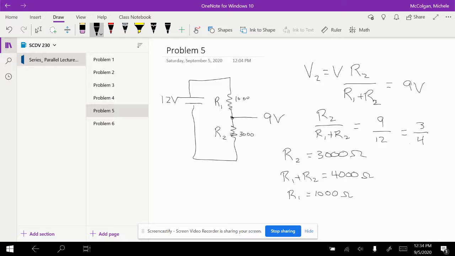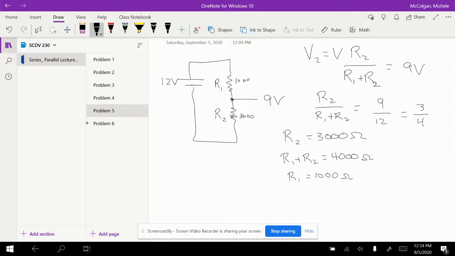And now to do a quick check for the current, because I want a small current, I is going to equal V over the Req, which in our case is 12 volts over the equivalent resistance, adding them together, which is 4,000 ohms. And so my I is going to equal 3 milliamps, which is under 10 milliamps. So I feel like I've achieved my design task.